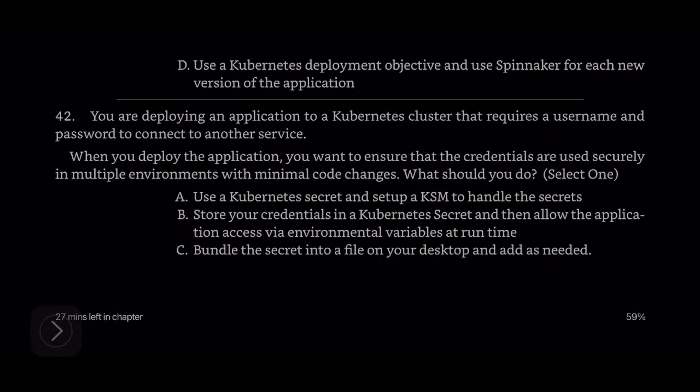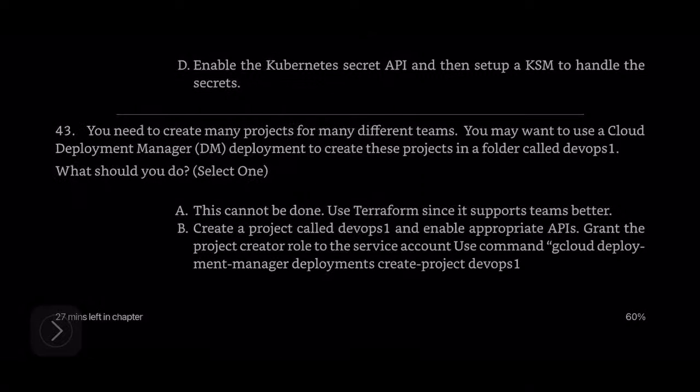42. You are deploying an application to a Kubernetes cluster that requires a username and password to connect to another service. When you deploy the application, you want to ensure that the credentials are used securely in multiple environments with minimal code changes. What should you do? Select 1. Use a Kubernetes secret and set up a KSM to handle the secrets. Store your credentials in a Kubernetes secret and then allow the application access via environment variables at runtime. Bundle the secret into a file on your desktop and add as needed. Enable the Kubernetes secret API and then set up a KSM to handle the secrets.